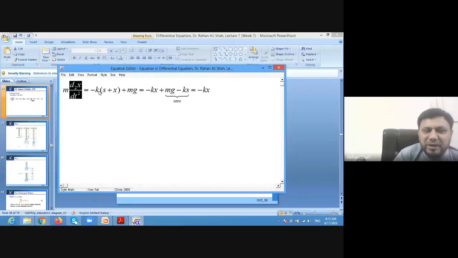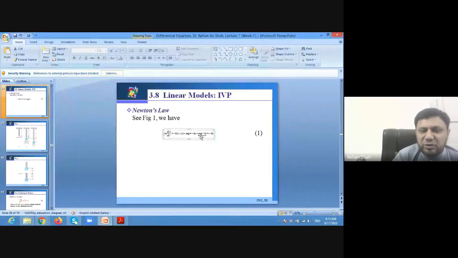If you multiply k with x, you will get minus kx. mg minus ks is equal to 0 when it is at the equilibrium point. So this will become m d square x by dt square is equal to minus kx. So this is your equation.